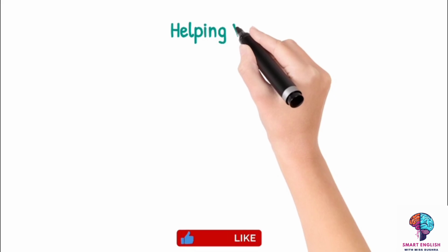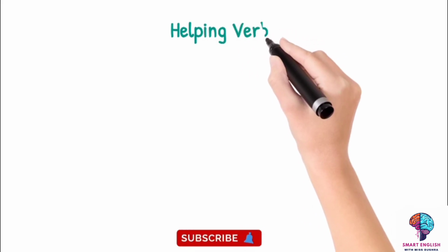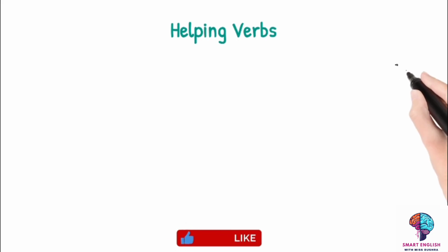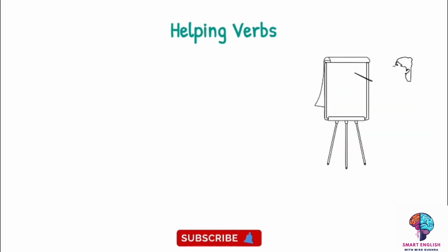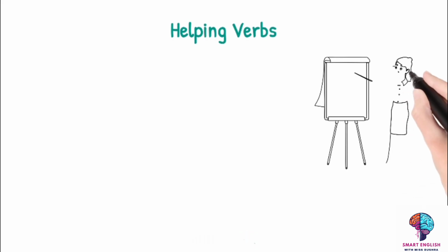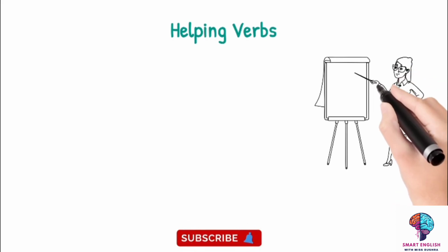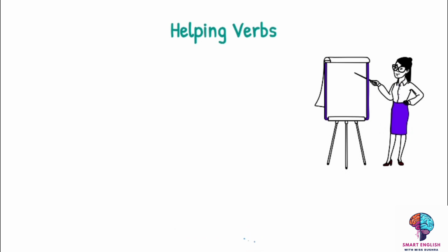Here we have the helping verbs. Students, helping verbs basically tell the tense. For example, do and does are present. Is, am, are, this is present. Have, has, this is present. But if you are using was, were, did not, or, for example, had, that is past. If you are using will, that shows future.